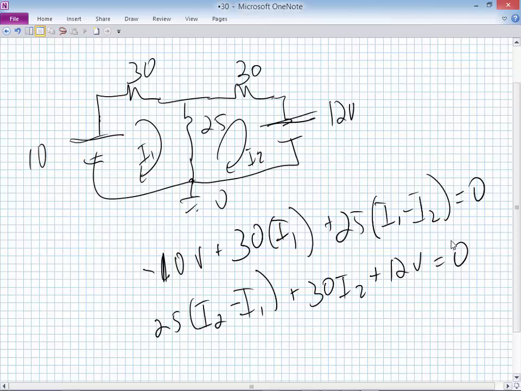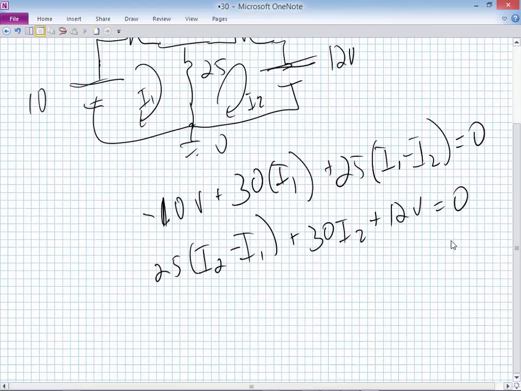Now, later on in the hour, I'm going to show you how to skip this step. We can just completely skip this step and go straight to the matrix. So if I write this out, what I'm going to end up with is I've got 30 times I1 plus 25 I1. So I've got 55 times I1 minus 25 I2 equals 10 volts right there.